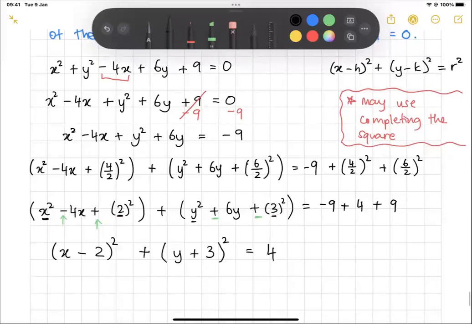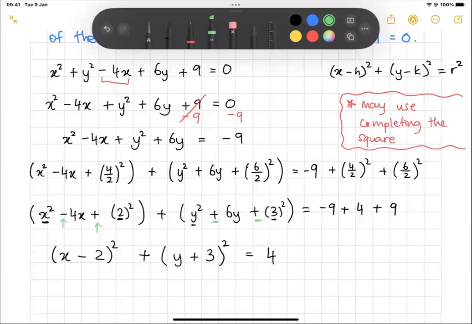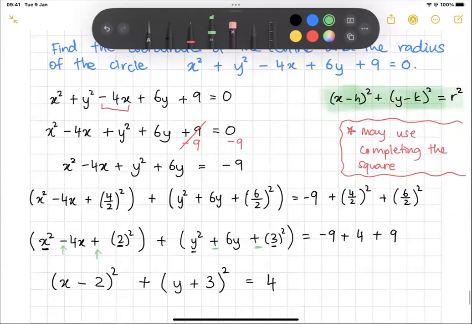And that's my equation of the circle, because it looks exactly like this, exactly like this in the green that I've highlighted. Okay, that's it for my second example. Hopefully that makes sense. I've broken down how to complete the square.